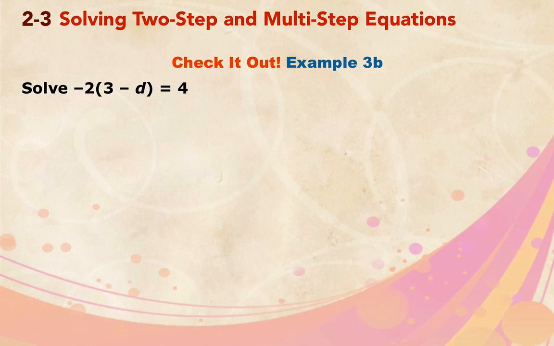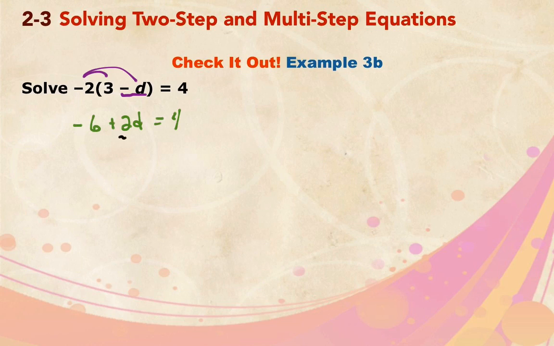Next example. Here, before we start solving for d here, we have to distribute once again. So I've got negative 2 times 3 and negative 2 times negative d. Don't forget that. So negative 2 times 3 is negative 6, and then negative 2 times negative d, that's going to be a positive 2d equals 4.